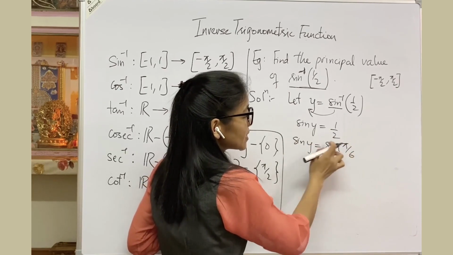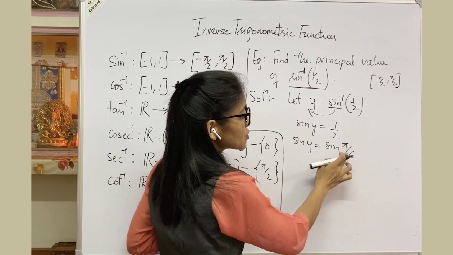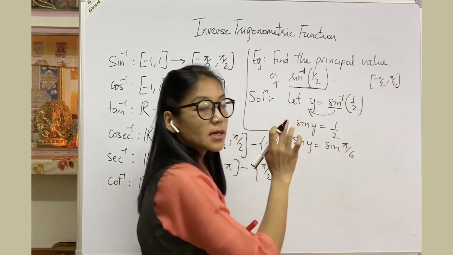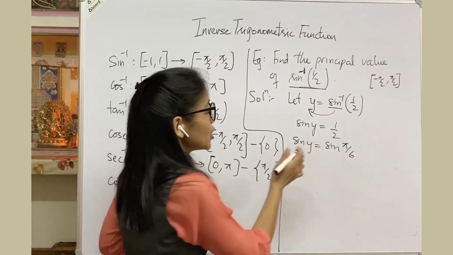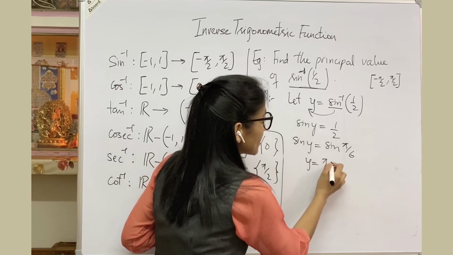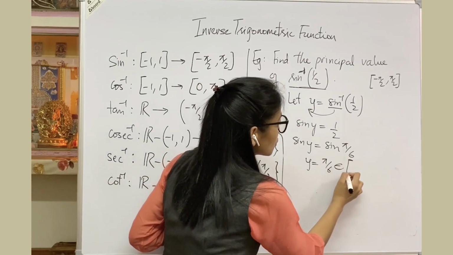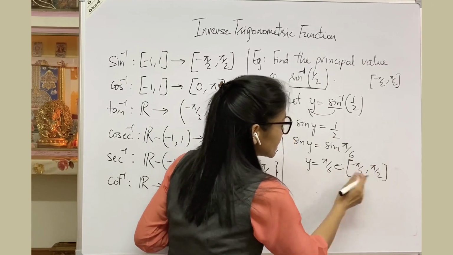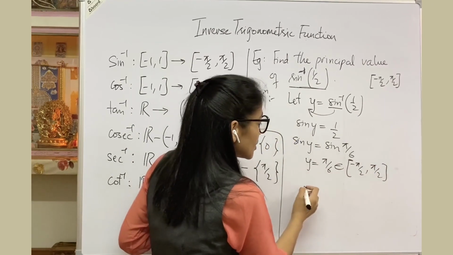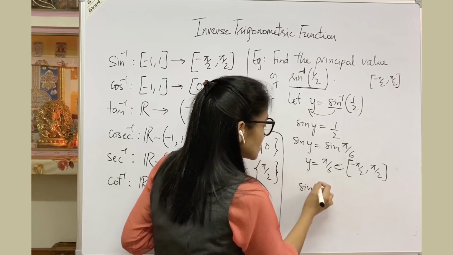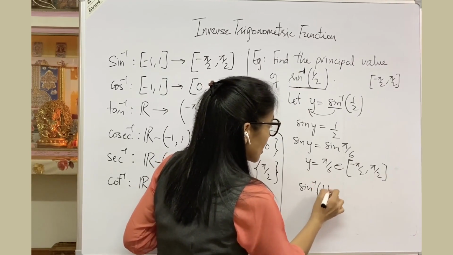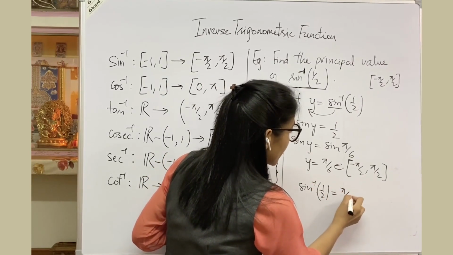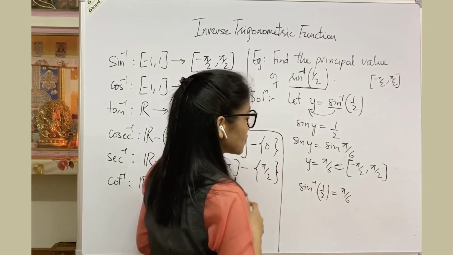First you will not directly write y is equals to pi by 6. First you check whether pi by 6 comes in this interval or not, okay? So we get y is equals to pi by 6, which belongs to the closed interval negative pi by 2 to pi by 2. It lies within this interval, okay? So therefore you will write, what is y? It is sine inverse of half is equals to pi by 6. So this is what you are asked to find out, okay?